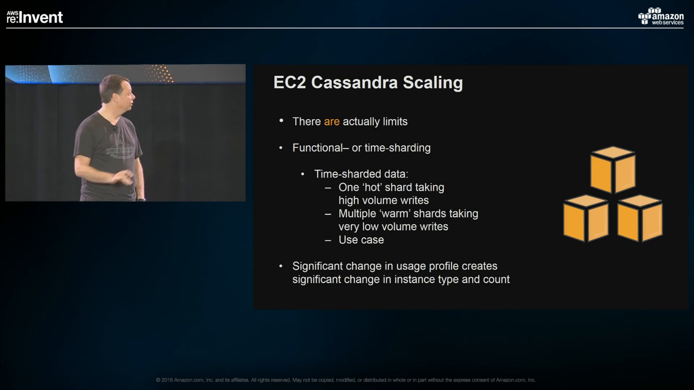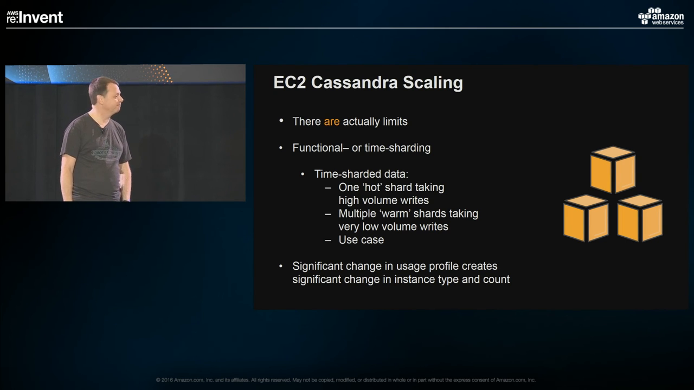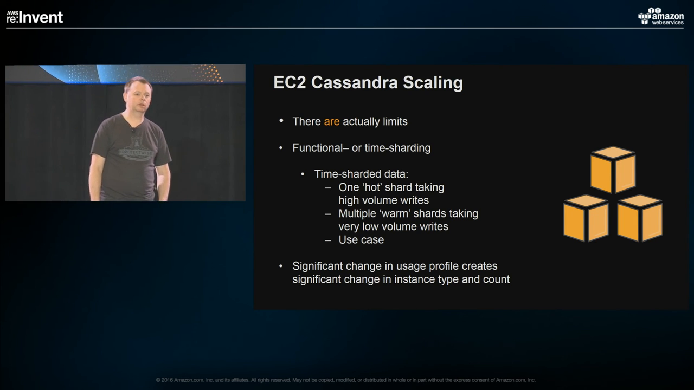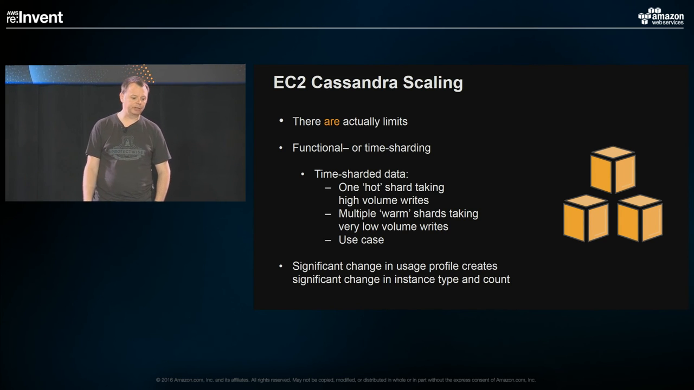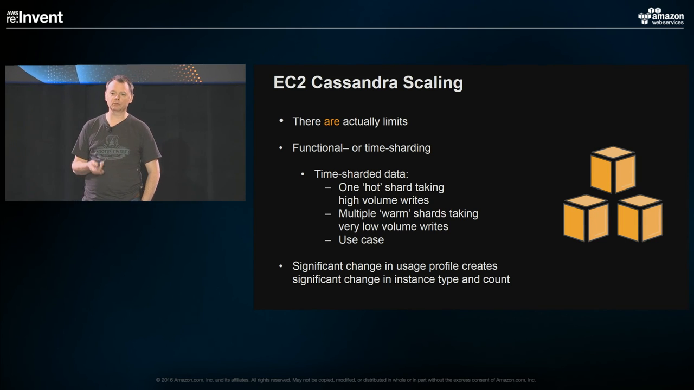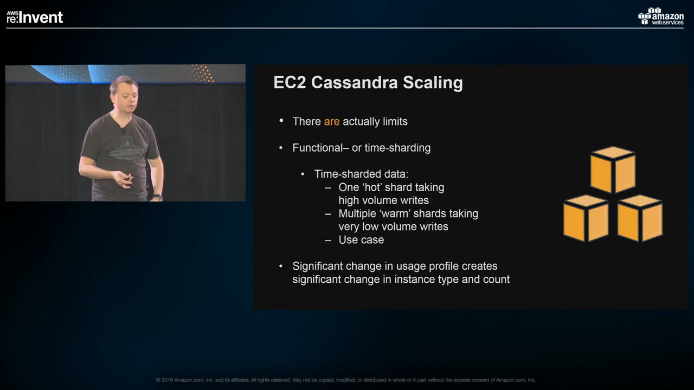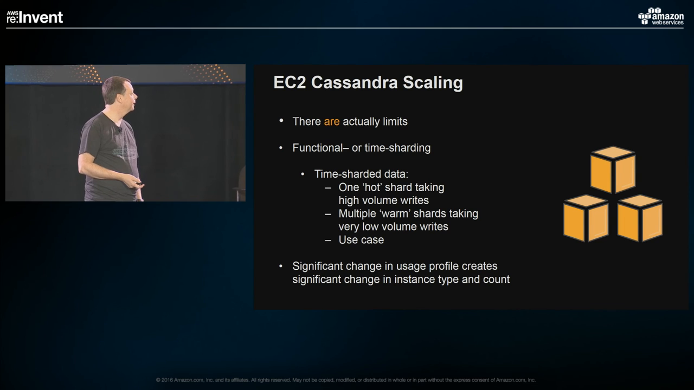Now, it's not all unicorns and rainbows. There's actually limits to Cassandra. As an early example, we had a big fire drill when we hit 256 nodes. That's since been fixed, but that taught us that we can't just assume that it's going to scale infinitely. So you should shard your database whenever possible, or at least have a strategy to be prepared to shard your database. For us, we have time series data, so we shard on time.